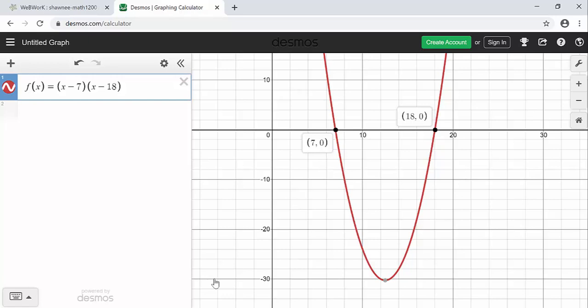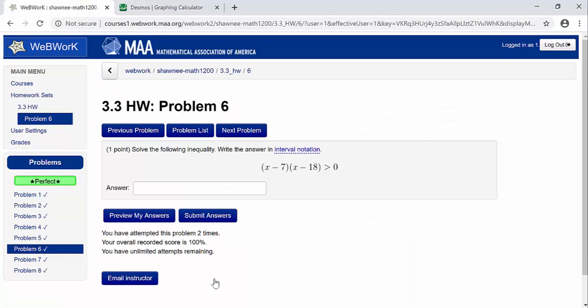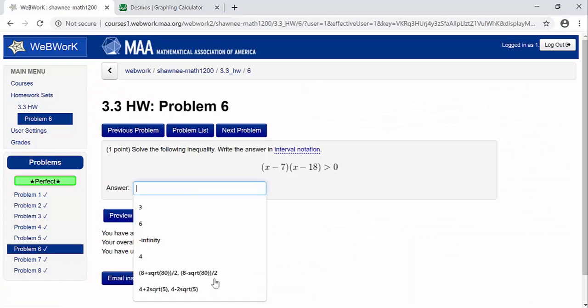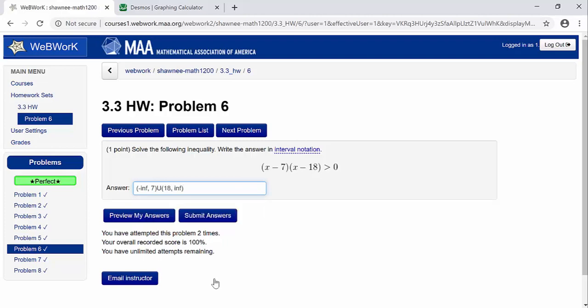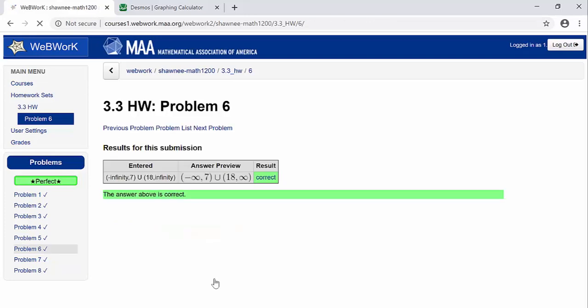So back in WeBWorK, I can enter this as parentheses -infinity to 7 union 18 to infinity. So this would be all real numbers less than 7 and all real numbers greater than 18. And we see we get a correct answer.